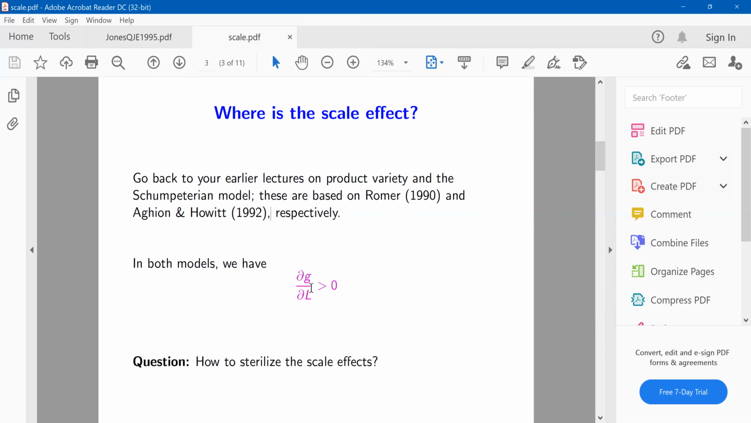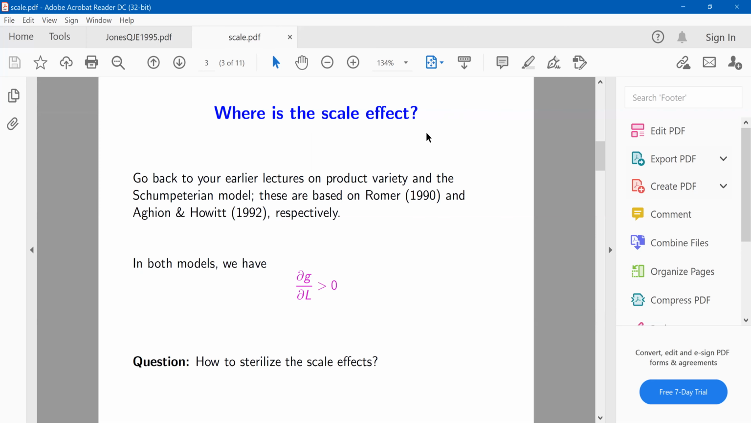If that workforce is larger, profitability of the innovating sector is larger. Since there's larger productivity, larger profitability, people invest more in R&D. With higher spending on R&D, growth rate is faster. So the question from a theoretical point of view, of course, is how to sterilize the scale effect, because we want our models to be consistent with the data. In the broad patterns, we want some sort of consistency.